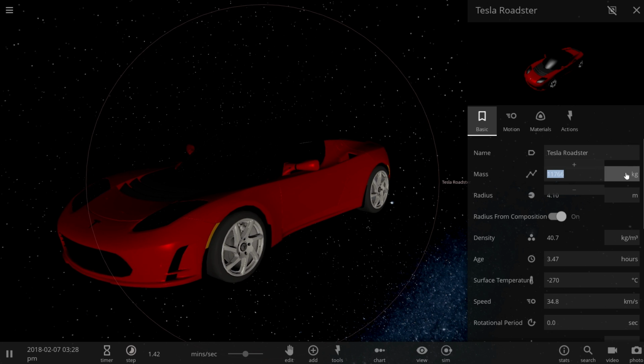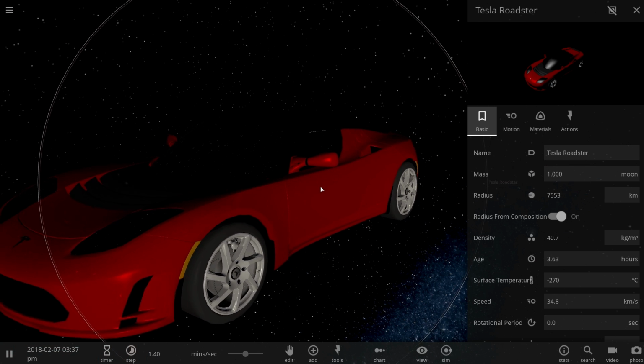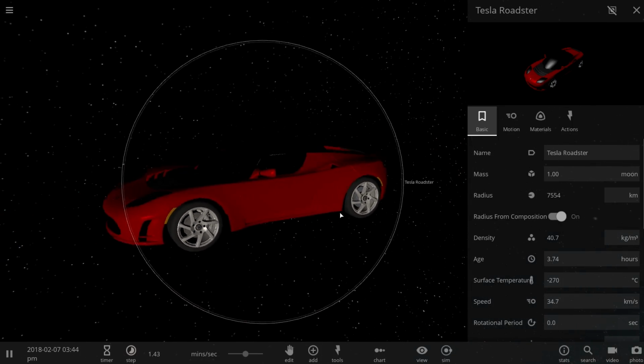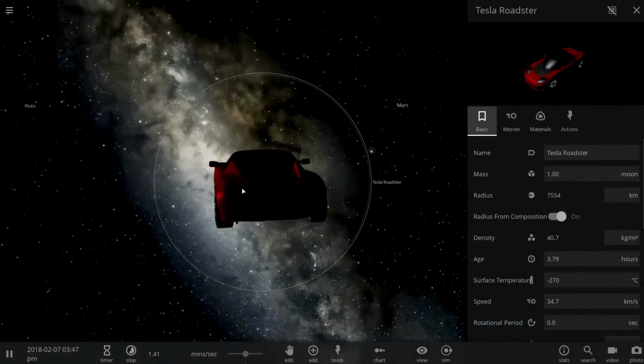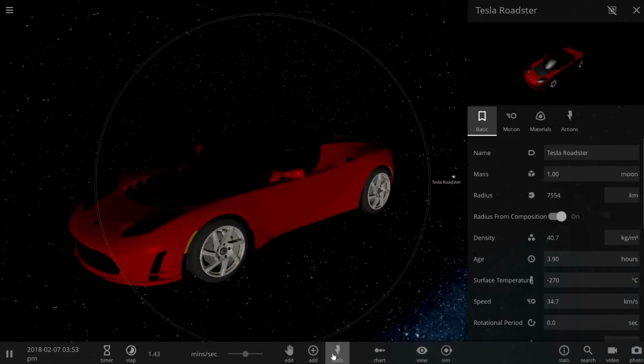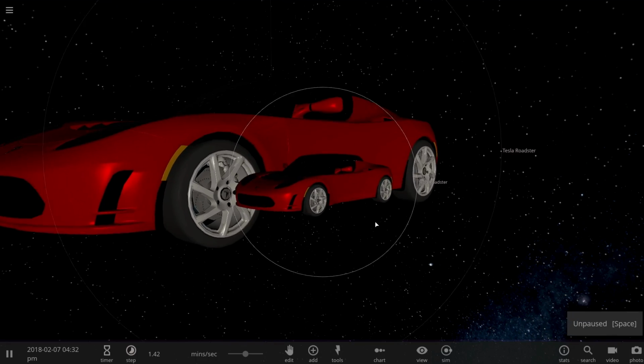Alright, so we're in kilograms now. Let's just go ahead and give it one mass of the Moon right away, and boom, look at that. It's a Tesla Roadster that's approximately 7,500 kilometers in radius. It can have its own Tesla Roadster orbiting around it. And why wouldn't it? Because of course it would.